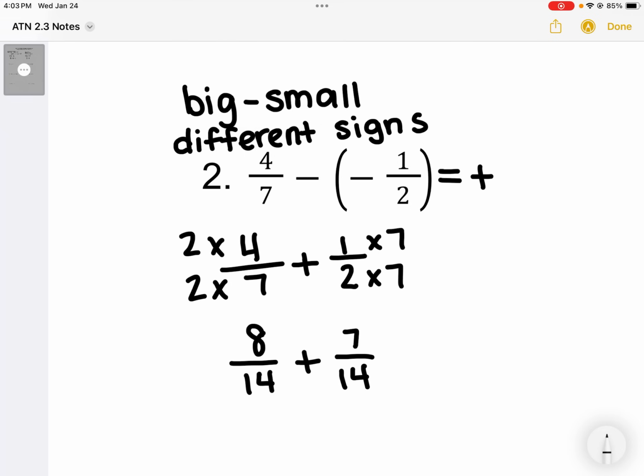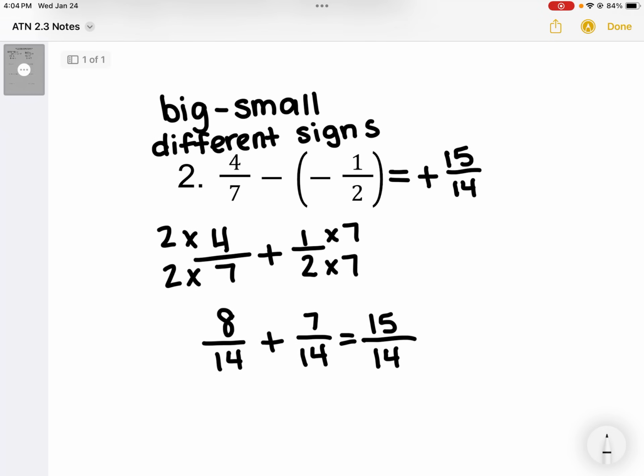I know that 8 plus 7 gives me 15, and the denominator stays the same. So my answer is positive 15 over 14. Because this is an improper fraction, I can turn it into a mixed number. I do this by recognizing that 14 can fit into 15 one whole time. And I can take away one group of 14 from 15, and I am left with 1 left over. So my mixed number would be 1 and 1/14.